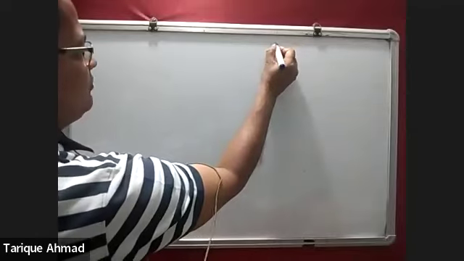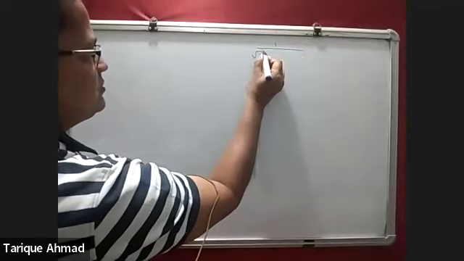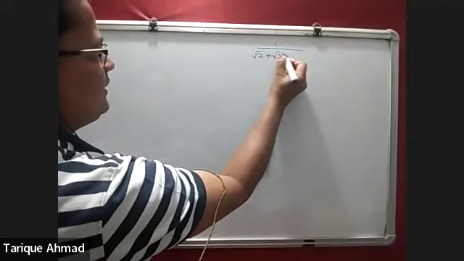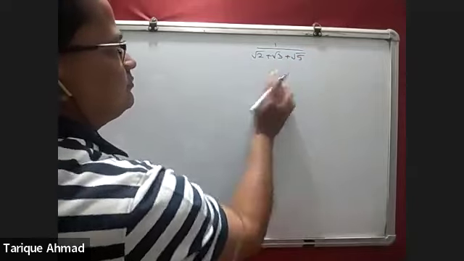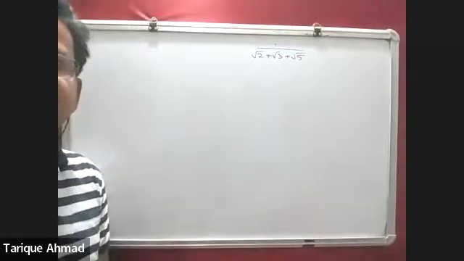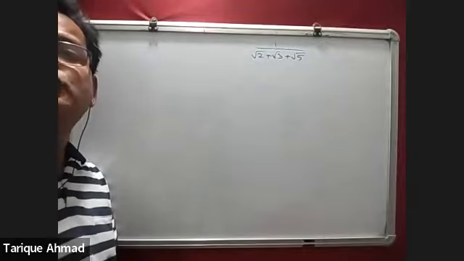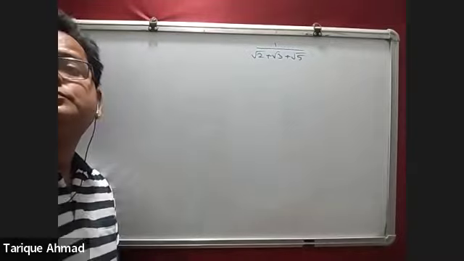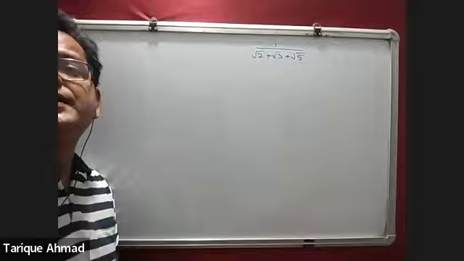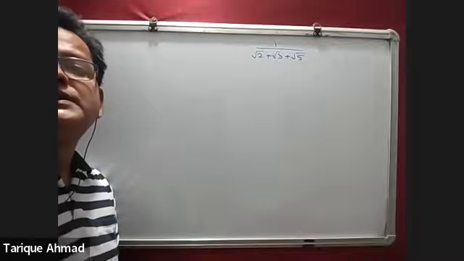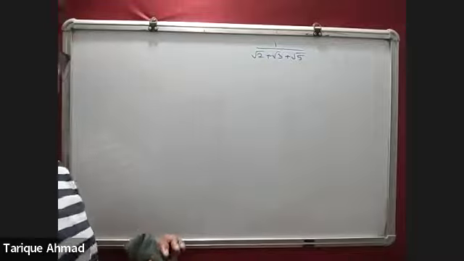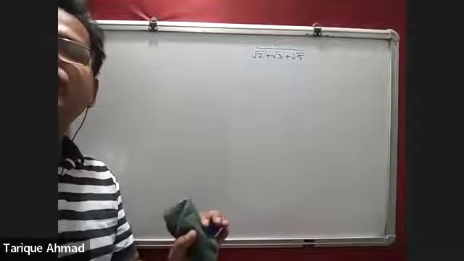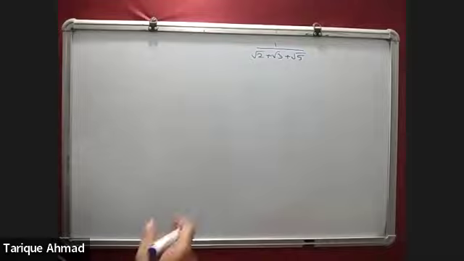Can you rationalize this one? 1 by root 2 plus root 3 plus root 5. Do you know how to rationalize when there are 3 terms in the denominator? Any idea? No? Same process is there. No difference. Only one thing we have to do.